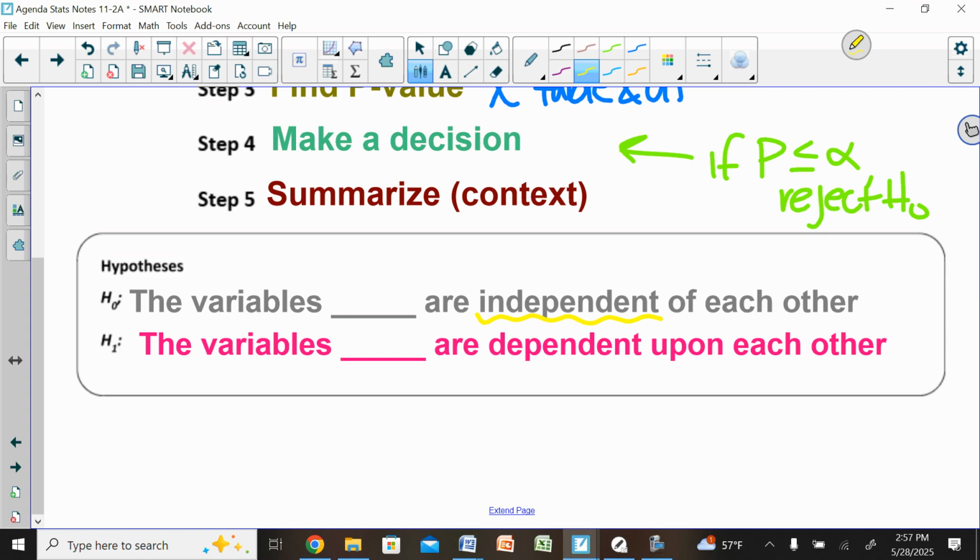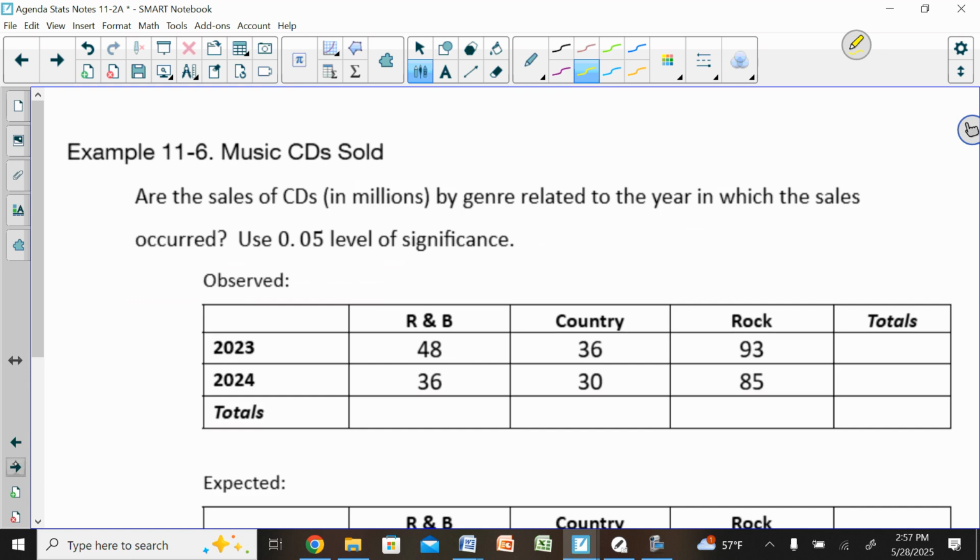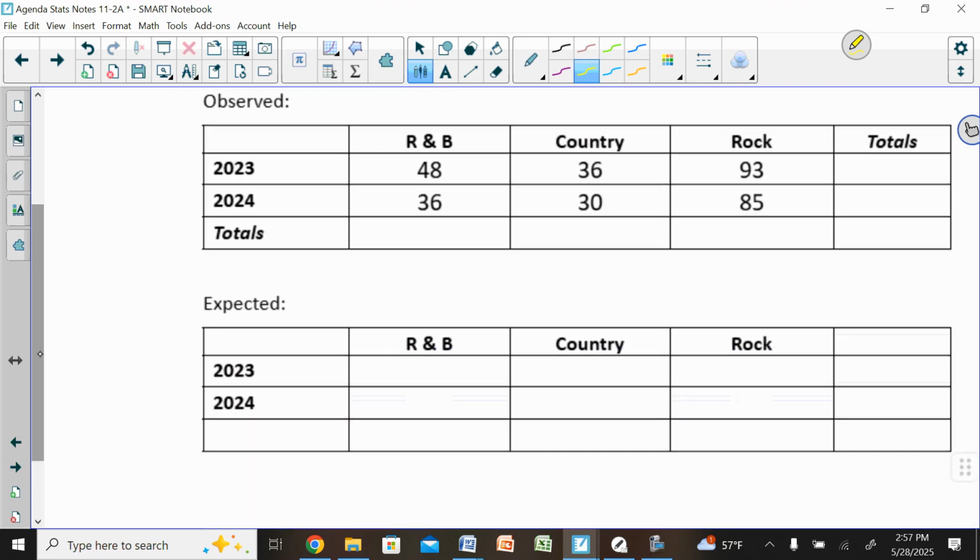All right, so let's do a test. Actually, let's skip this procedure preference and go to the one with music CDs sold. We already did the observed and the expected for the other one, so we could go back and do that, no problem, but I want to go to this one. It's the sales of CDs in millions by genre related to the year in which they occurred. Use alpha equals 0.05 level of significance. I've made an observed table, and then I put an expected table so we can do our calculations.